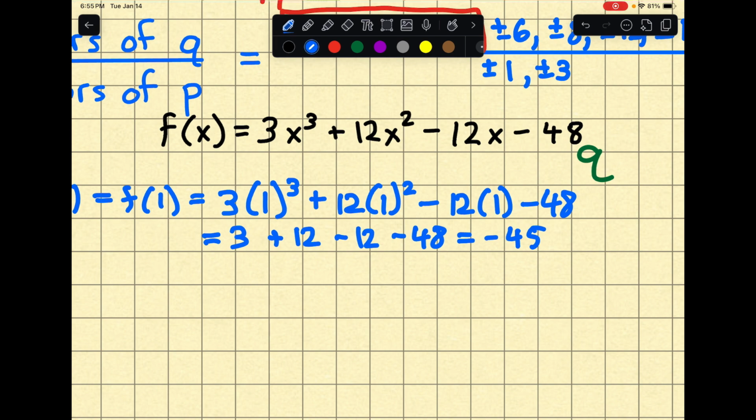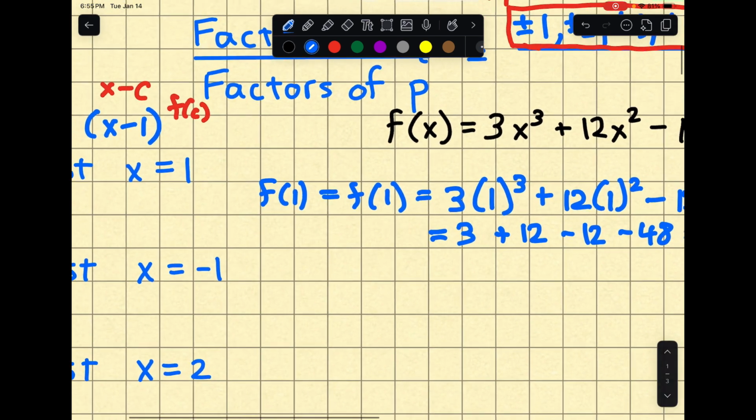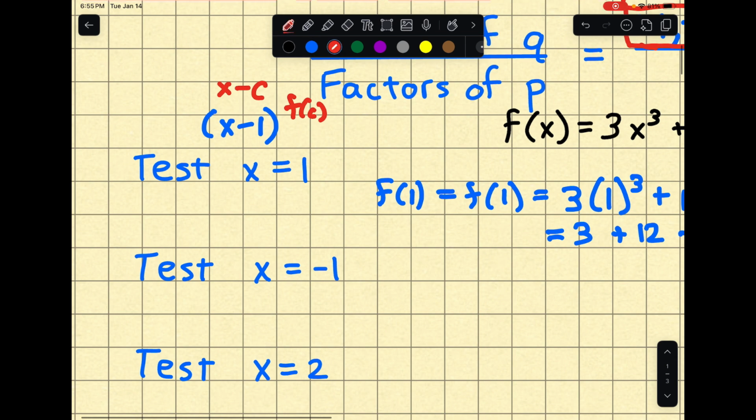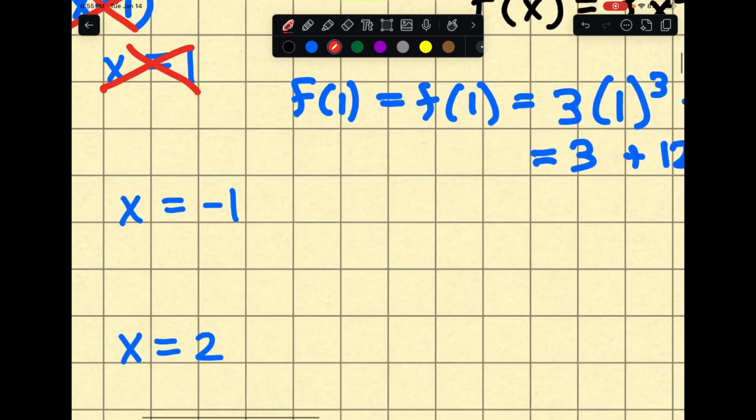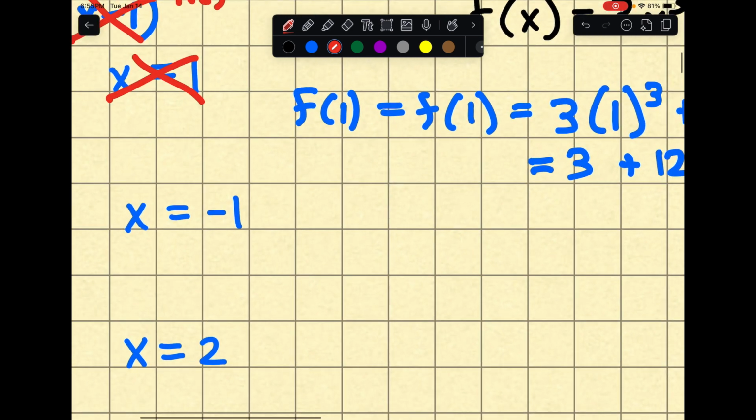So because this doesn't equal 0, that means we don't get a remainder of 0, if you remember remainder theorem. So what we've determined is that x equals 1 is not one of the roots of that polynomial. That means x minus 1 is not one of the factors. Okay, let's test x equals negative 1.